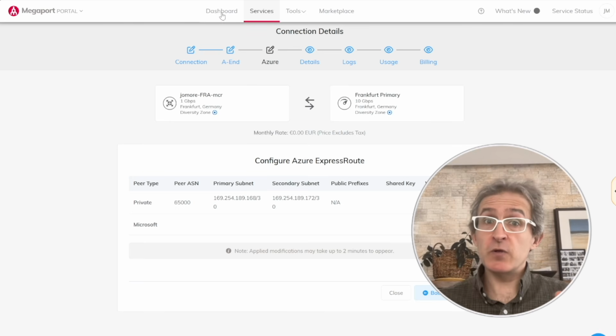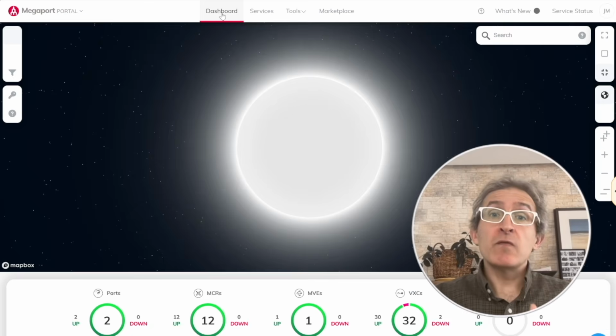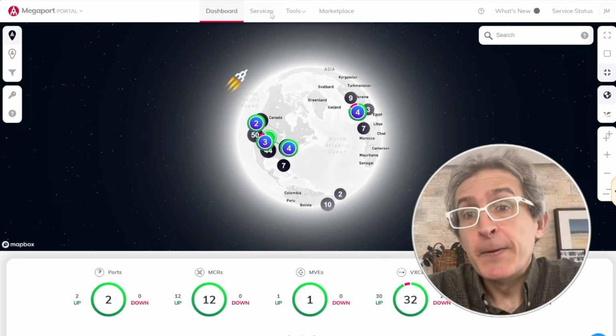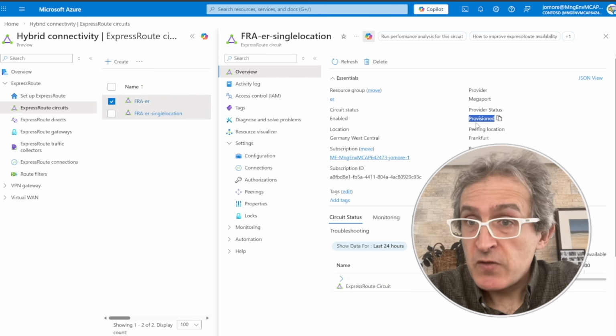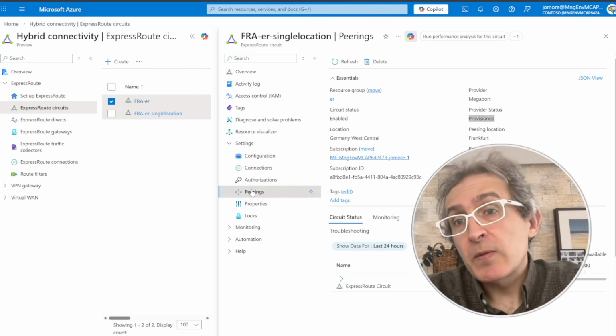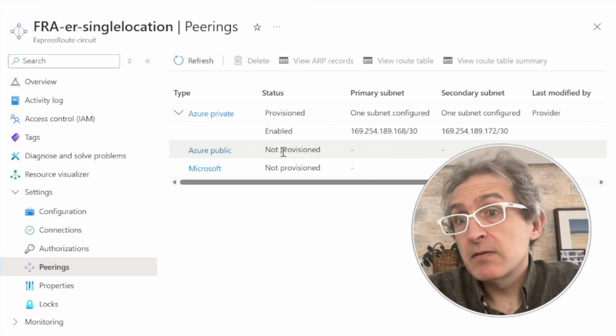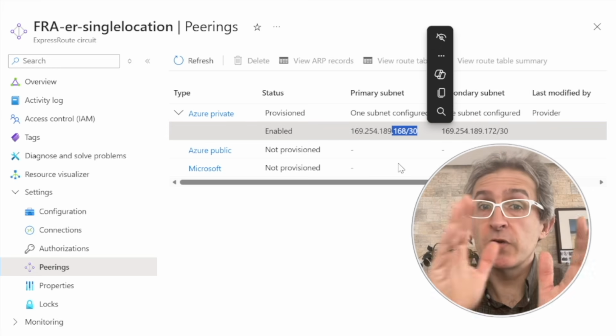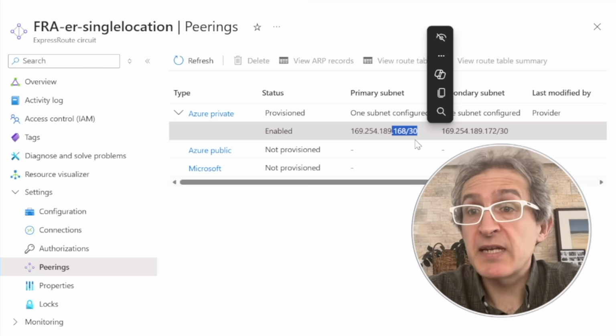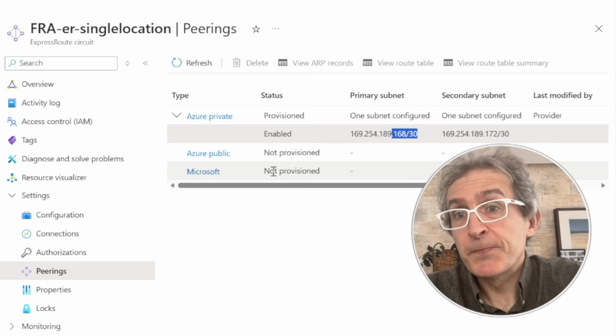So essentially Megaport went to Azure and configured our ExpressRoute circuit accordingly. Now the state of the circuit is provisioned, as you can see. And if you go to the peerings, now there's the private peering, fully configured with the two subnets that Megaport chose for the transfer networks, for the transit networks between the ExpressRoute routers and the Megaport cloud router.